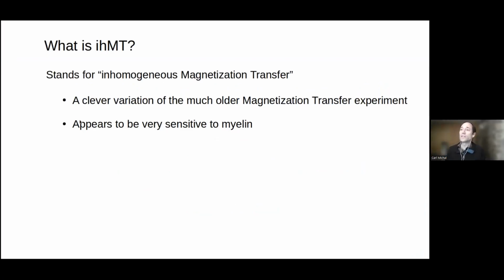So first of all, what is ihMT? It is a clever variation on the much older technique of magnetization transfer, and it appears to be very sensitive to myelin. Magnetization transfer is, one might say, notoriously insensitive to specifics. It is sensitive to enough different things that it's hard to be terribly specific. But ihMT seems to be quite sensitive to myelin specifically.